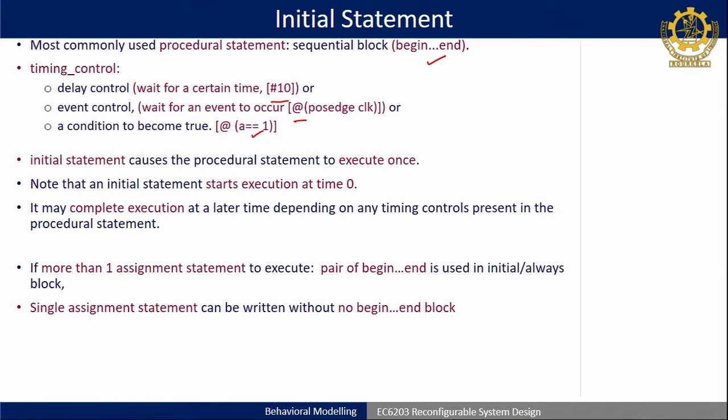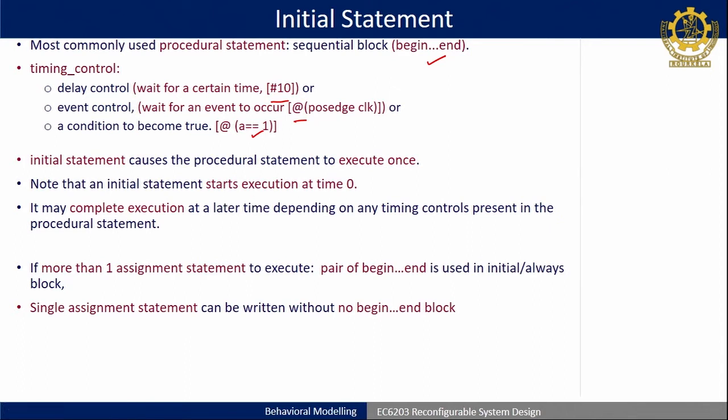For covering initial and always, we need to know a bit about delay and event. This has been demonstrated here. The initial statement causes the procedural statement to execute once, that we know. The initial statement starts execution at time 0. Depending upon the body of the initial, it may end the entire execution at a later time, depending upon the body of the sequential block or what time you have specified in the begin end block.